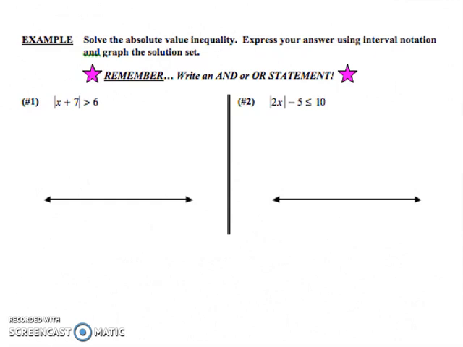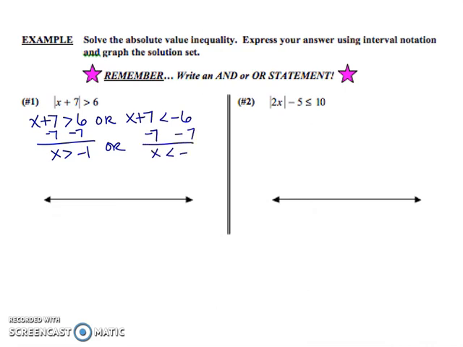So when we look at number 1, we have the absolute value of x plus 7 is greater than 6. So greater is or. This means that we are either going to have x plus 7 is greater than 6, or we are going to have x plus 7 is less than negative 6. Now we just have to do the algebra. So we solve for x on both sides. On the left side, we get x is greater than negative 1. On the right side, we get x is less than negative 13.